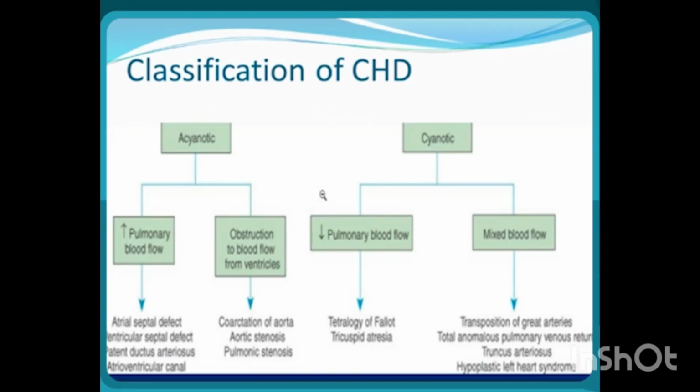Again, in cyanotic CHD, we describe increased and decreased Qp situations. Decreased pulmonary blood flow situations are VSD with PS, or any pulmonary stenosis with a large VSD situation. These are TOF, DORV with VSD and PS, tricuspid atresia type 1B, and the other is mixed blood flow, that is either normal or increased pulmonary blood flow. These are TGA, TAPVC, truncus arteriosus, etc.